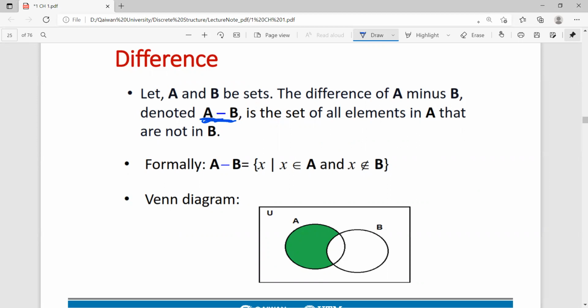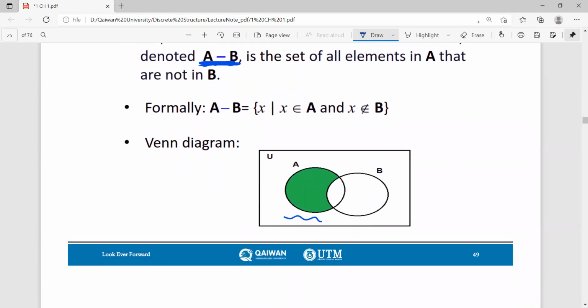If we have A difference B, it means we write down all the elements of set A which are not in B. As you see here, you have a Venn diagram. It's set A and this is set B. This area is the intersection of sets A and B. We just subtract the intersection from set A. This means A minus B or A difference B. We say A difference B is the set of all those elements in A which are not in B.